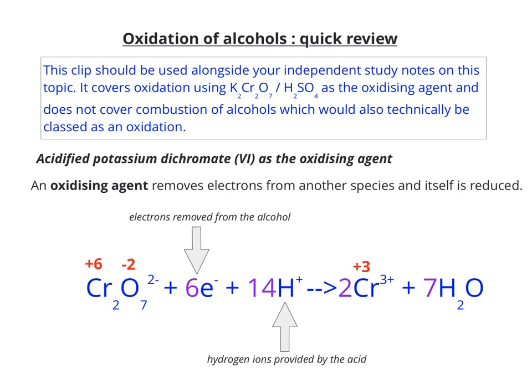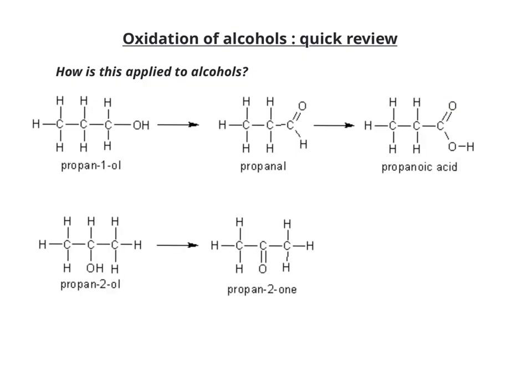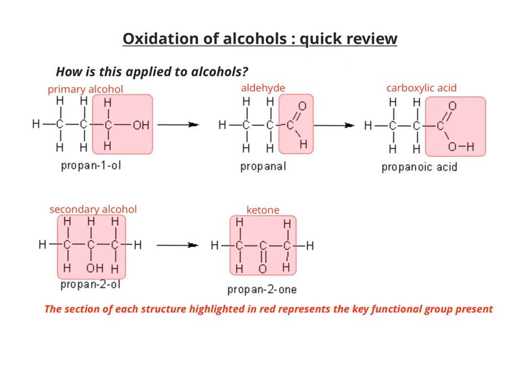So let's now have a look at some examples of how this might work. Let's take propan-1-ol as an example. Propan-1-ol is a primary alcohol, and I've also labelled up the type of functional groups present on each of the others. Each highlighted section is basically the functional group that's present in that particular structure.